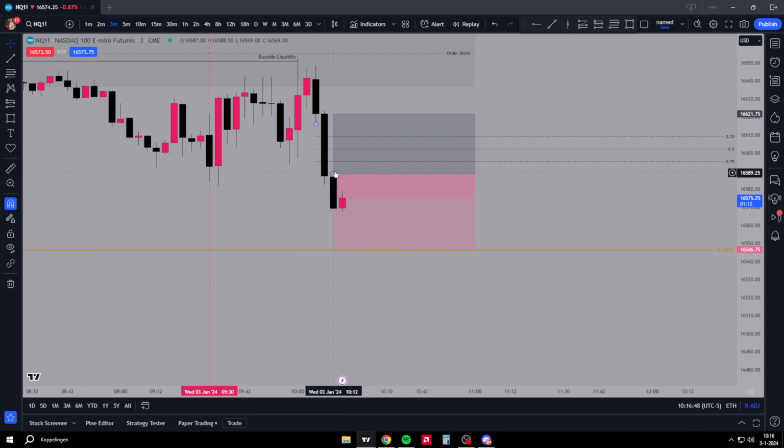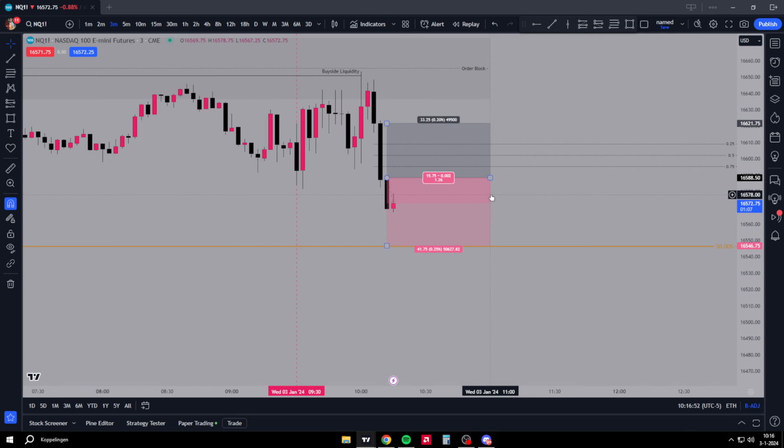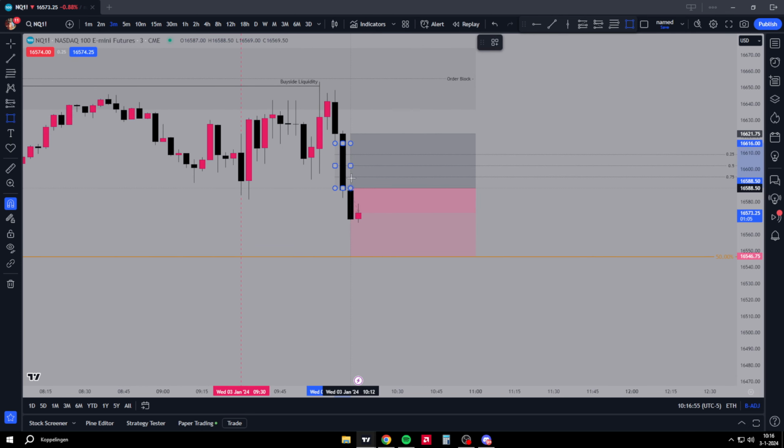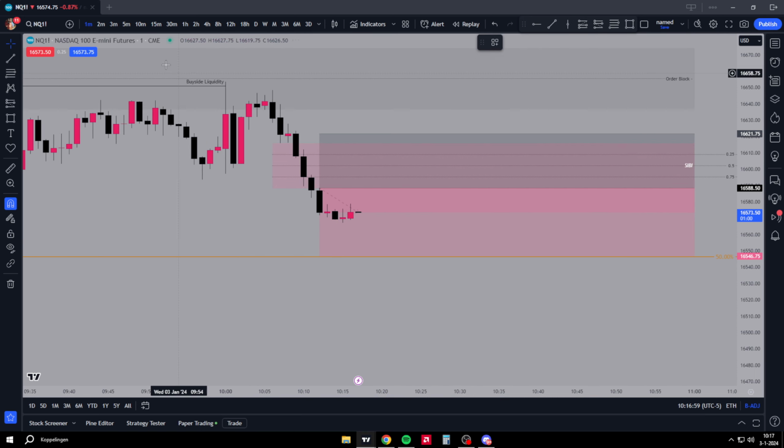Could be a trade, but you could zoom in and look for better entry, better risk reward. But yeah, you mark out this CISI. Let's look.